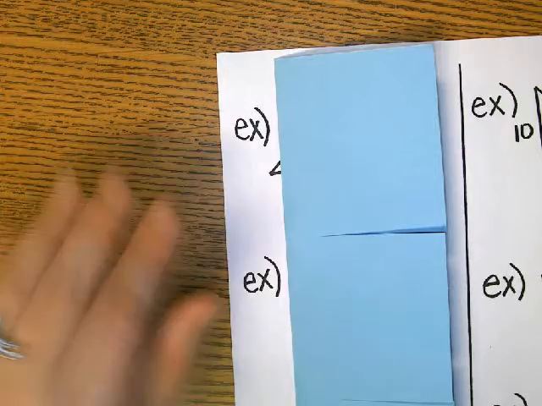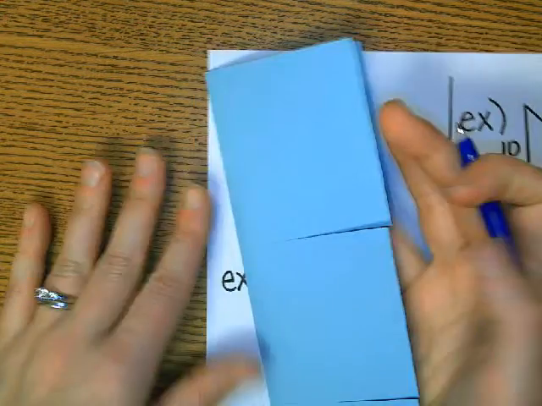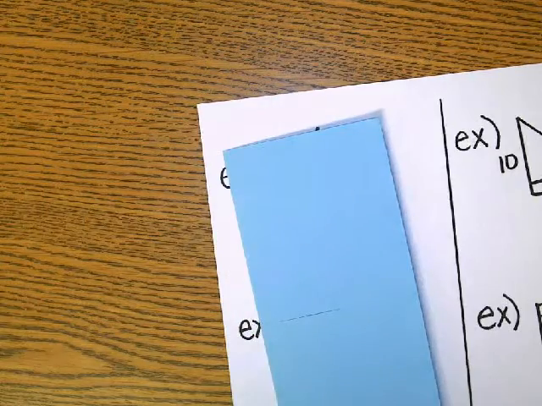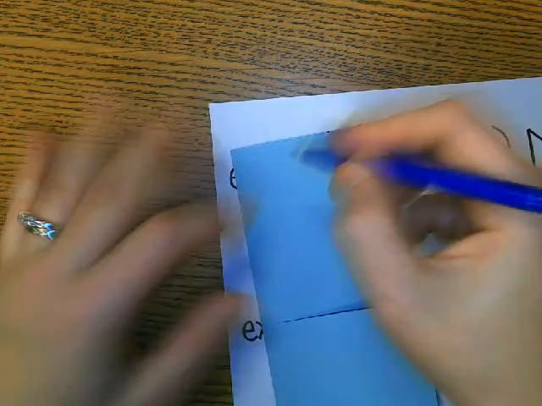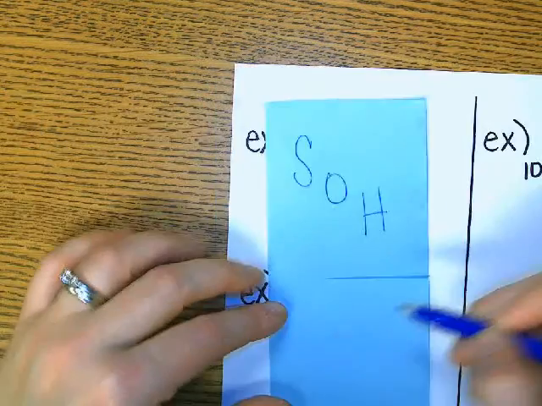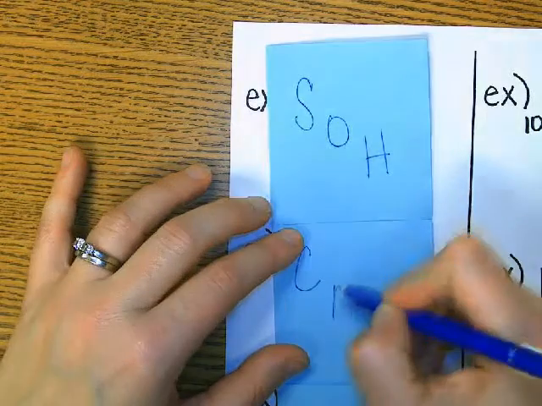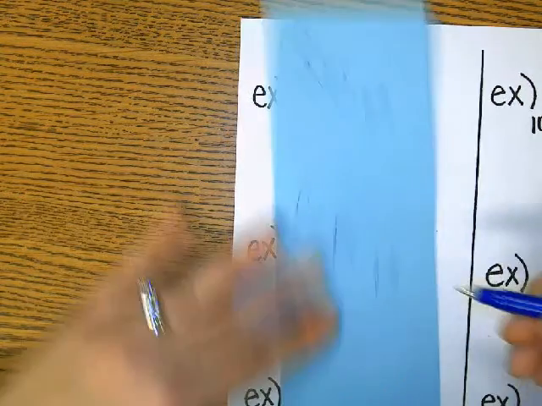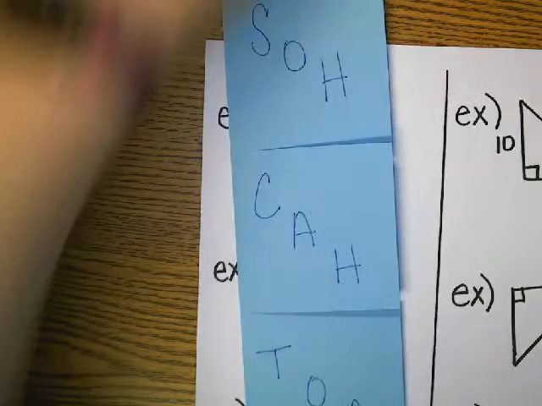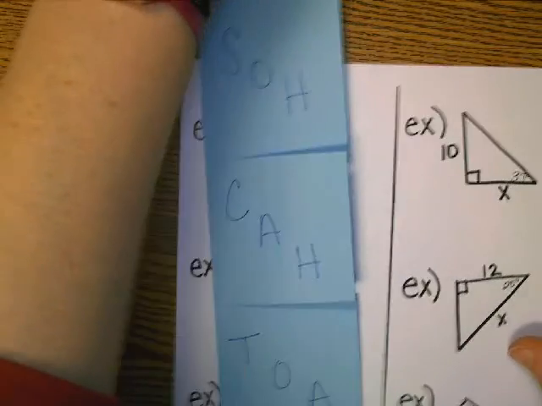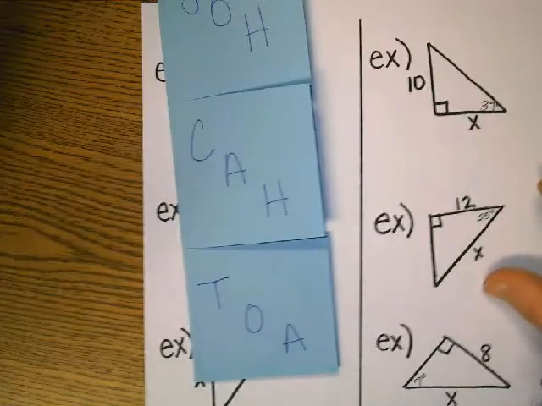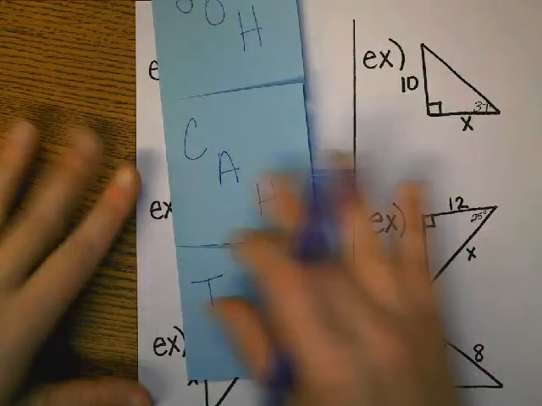Okay, now on the outside of this, now that you've got your 3 little flaps, you're going to write SOH CAH TOA. I wrote mine pretty. You can write it however you want, but it's SOH, and then it's CAH, and then it's TOA. And from yesterday, you should pretty much remember that this was a way to remember the fractions we're writing for sine, cosine and tangent.